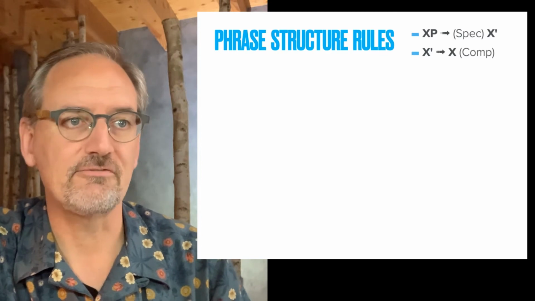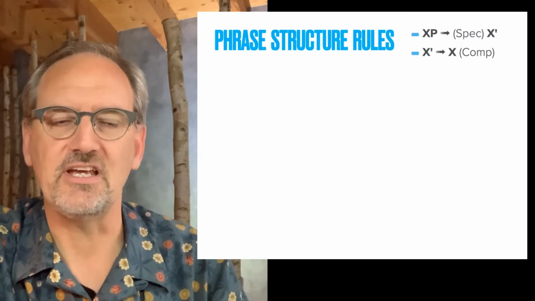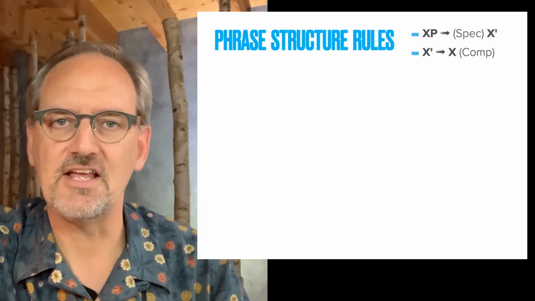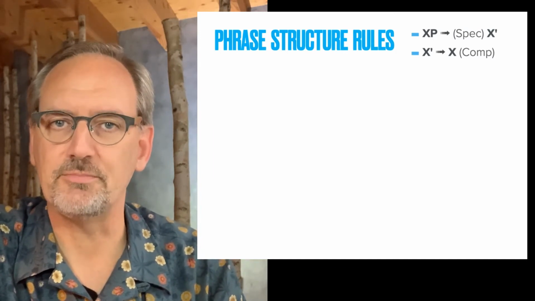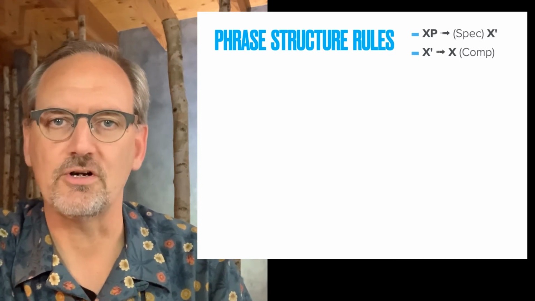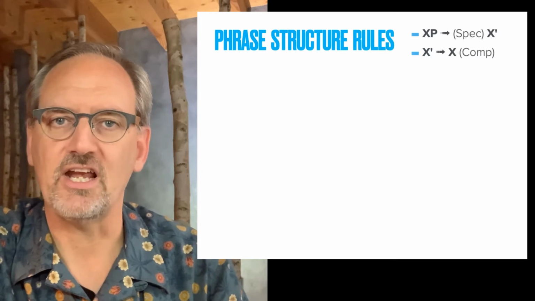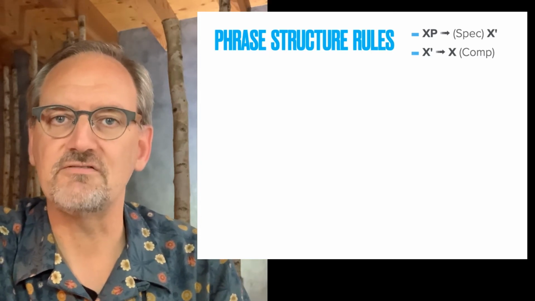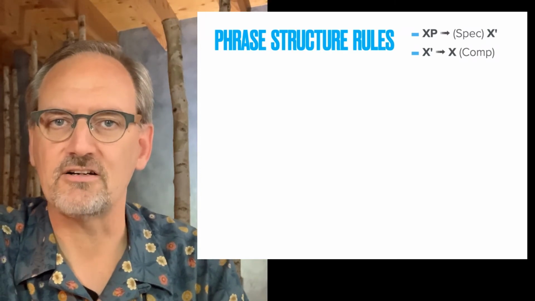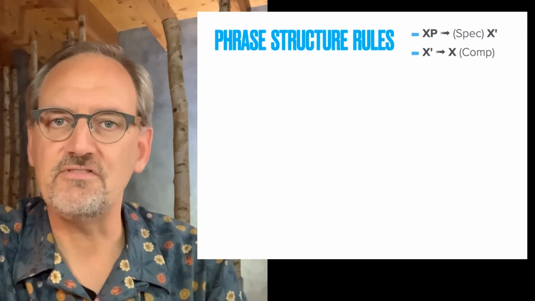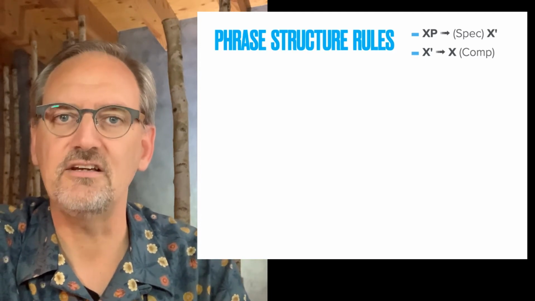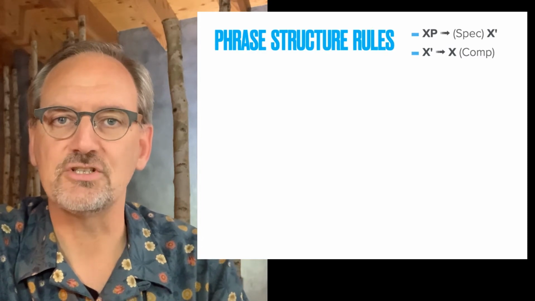So any phrase, as you see here, an XP, can be made up of an optional specifier and then an obligatory X bar. Now X gets replaced with a particular type of category. So if we're talking about a verb phrase, it is divided into an optional specifier and an obligatory V bar for verb. And then the V bar itself is further divided into an obligatory head, the verb, and then an optional complement.